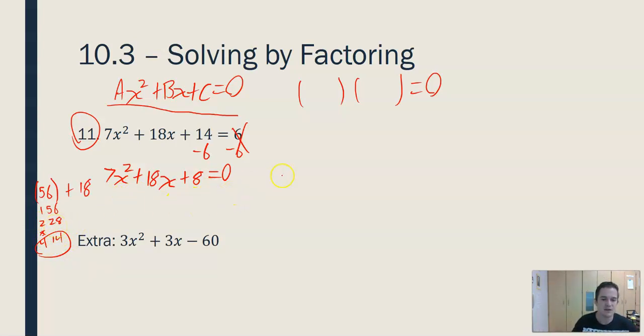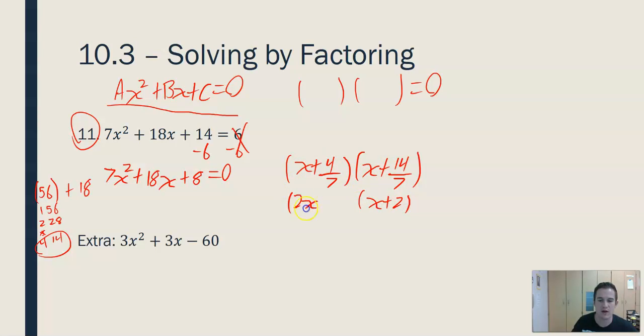So as I'm doing this, I have x plus 4 over 7, x plus 14 over 7, because I'm dividing by my a term. This reduces to x plus 2. This doesn't reduce, so I write it as 7x plus 4. Those are my two factors. 7x plus 4 times x plus 2 equals 0.